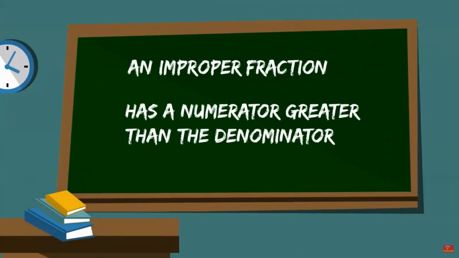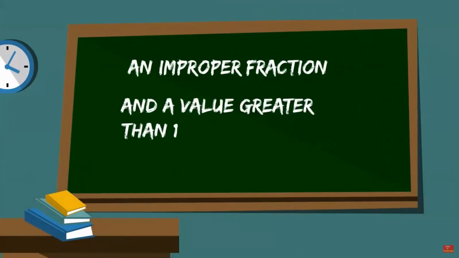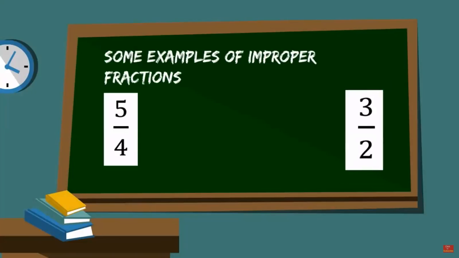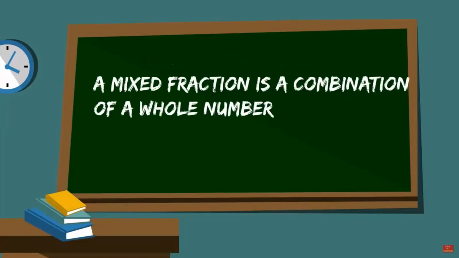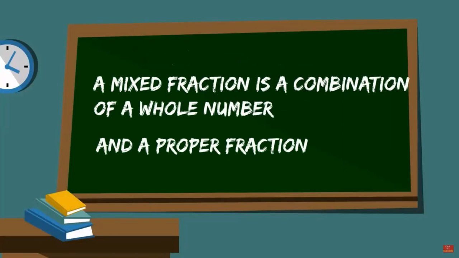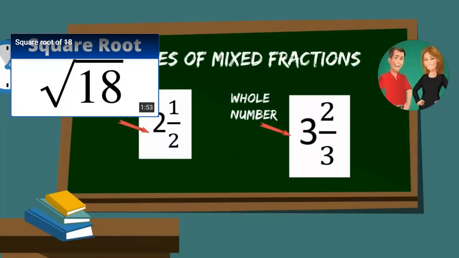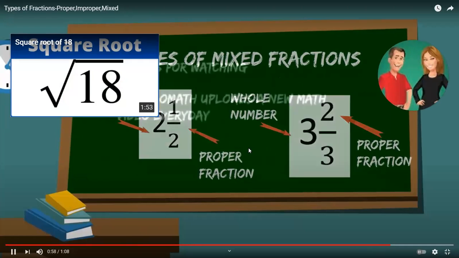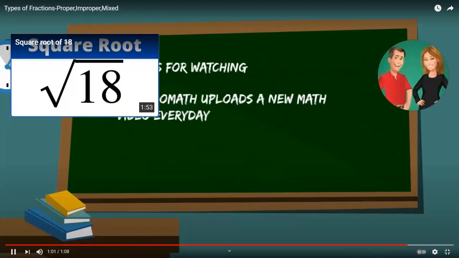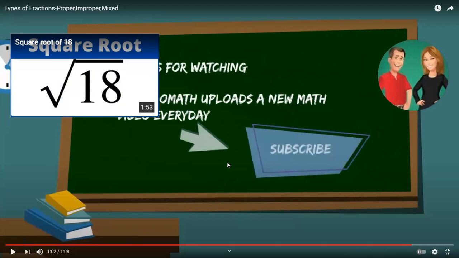An improper fraction has a numerator greater than the denominator and has a value greater than 1. Some examples of improper fractions are pictures or numbers we have. A mixed fraction is a combination of a whole number and a proper fraction. This is one example that we have about proper fractions.